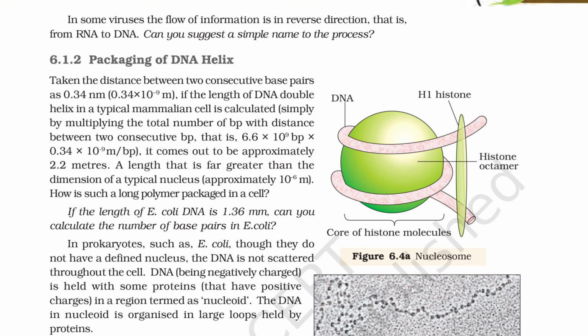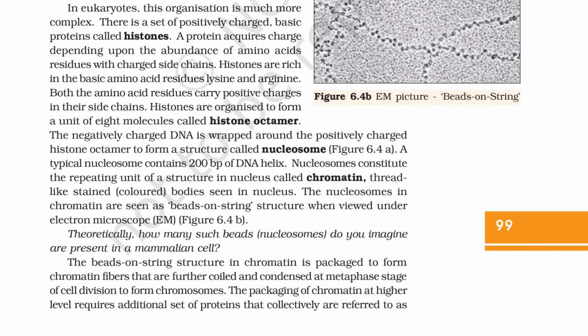If the length of E. coli DNA is 1.36 mm, can you calculate the number of base pairs in E. coli? In prokaryotes, such as E. coli, though they do not have a defined nucleus, the DNA is not scattered throughout the cell. DNA, being negatively charged, is held with some proteins that have positive charges in a region termed the nucleoid. The DNA in the nucleoid is organized in large loops held by proteins.